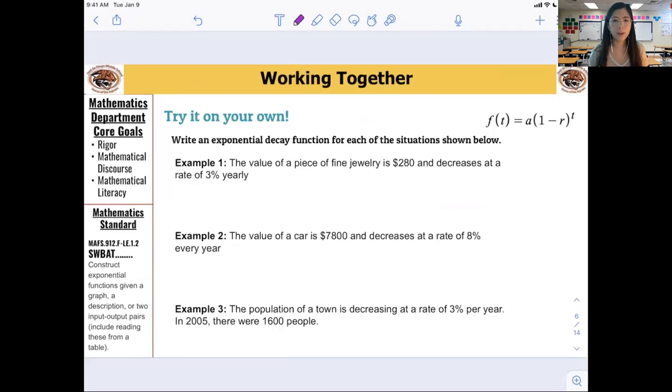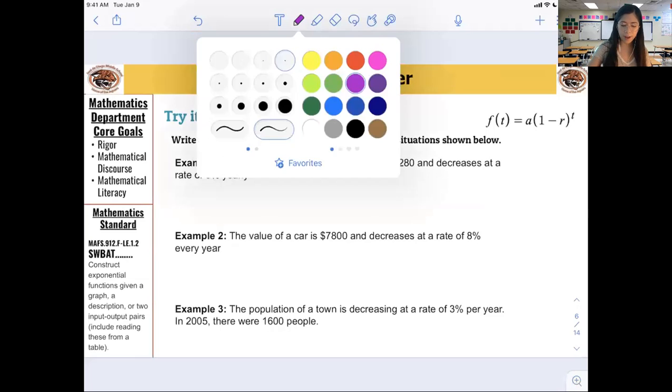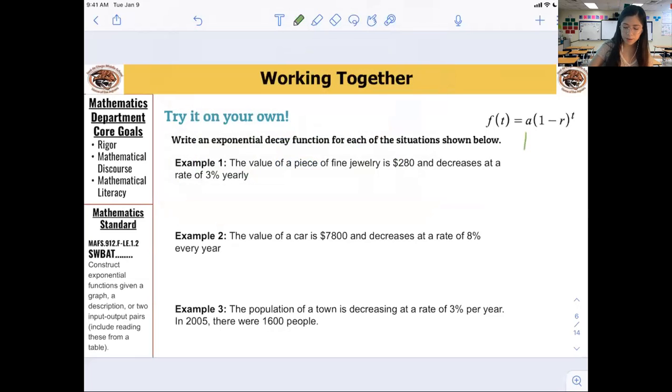So here we go, a couple more. Same idea as before, take about 3 minutes to write each of these functions. We're not evaluating them, we're just writing down the function itself. But make sure that you do simplify inside of those parentheses.